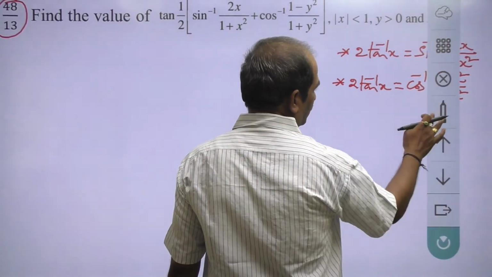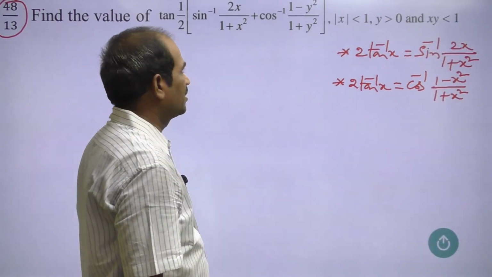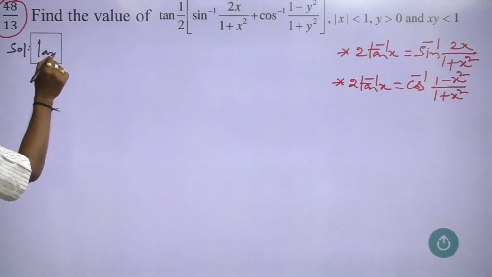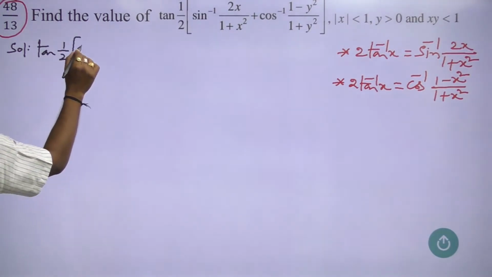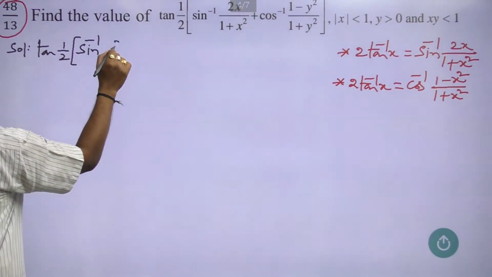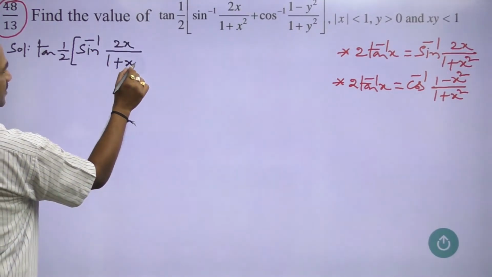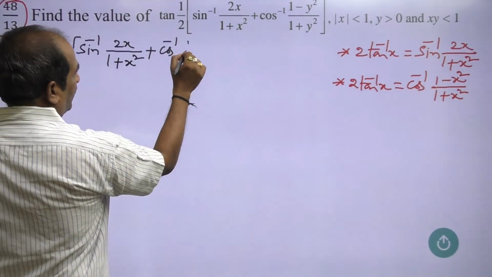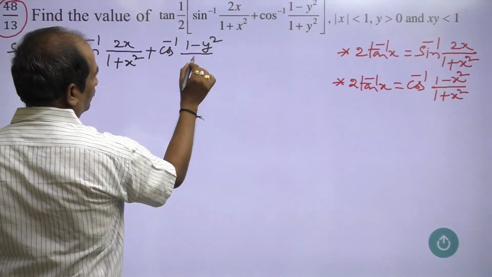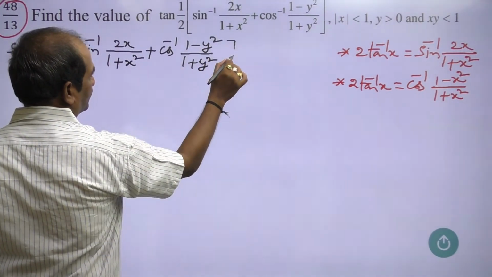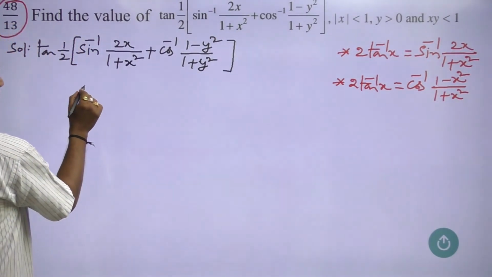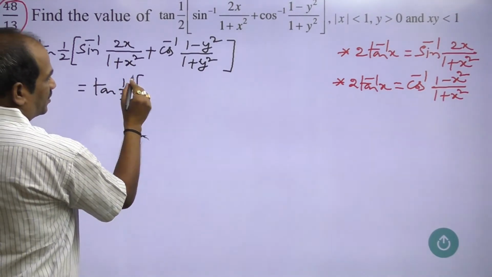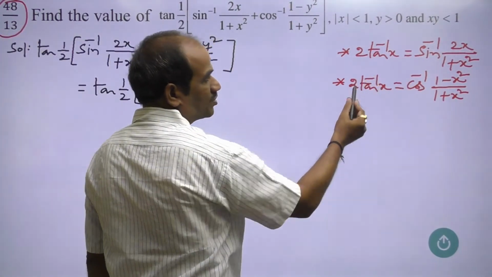See here in this solution, in this given data, tan of 1 by 2 into sin inverse of 2x by 1 plus x square, plus cos inverse of 1 minus y square by 1 plus y square. So that is tan of 1 by 2 into sin inverse of 2x by 1 plus x square, and this total value is 2 tan inverse x.